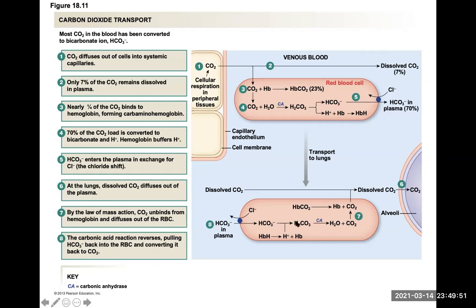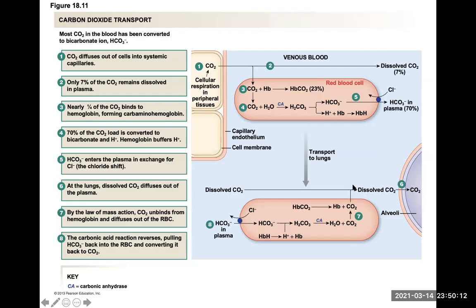To help form the carbonic acid, you're still using CA. CA is a very good enzyme. Carbonic anhydrase is going to convert the carbonic acid into the carbon dioxide and water. Right now you've got the carbon dioxide and water. Now the carbon dioxide is going to be free to diffuse out of the red blood cells into the alveoli.